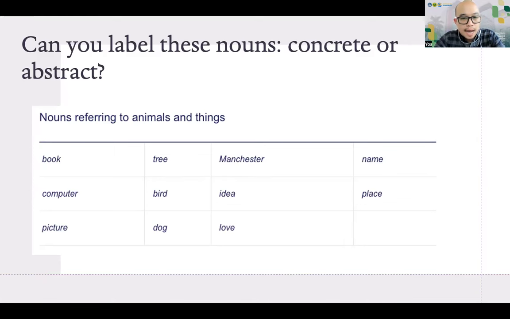Like also the idea and love. We can agree that the idea and love are abstract nouns because we cannot see idea, we cannot see love, we cannot touch idea, we cannot touch love. But what about the word Manchester? Can you see Manchester? Can you touch Manchester? Can you decide whether Manchester is a concrete or abstract noun? I would love to hear from you in the class later.